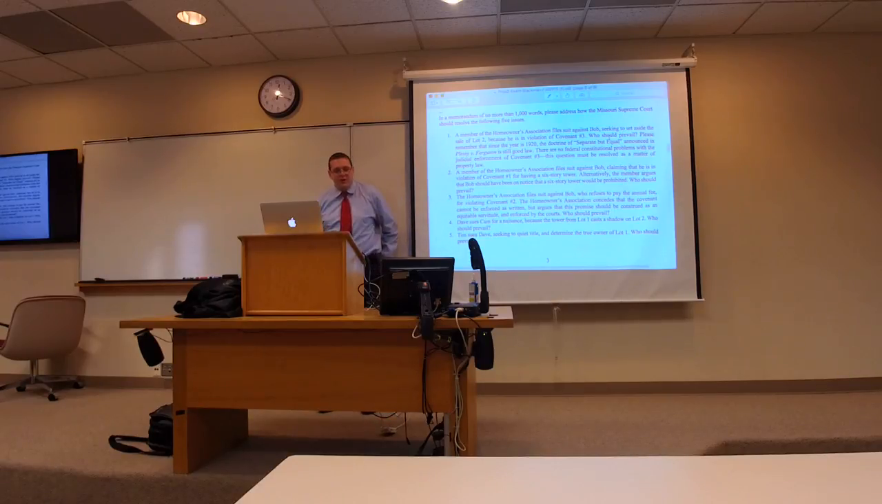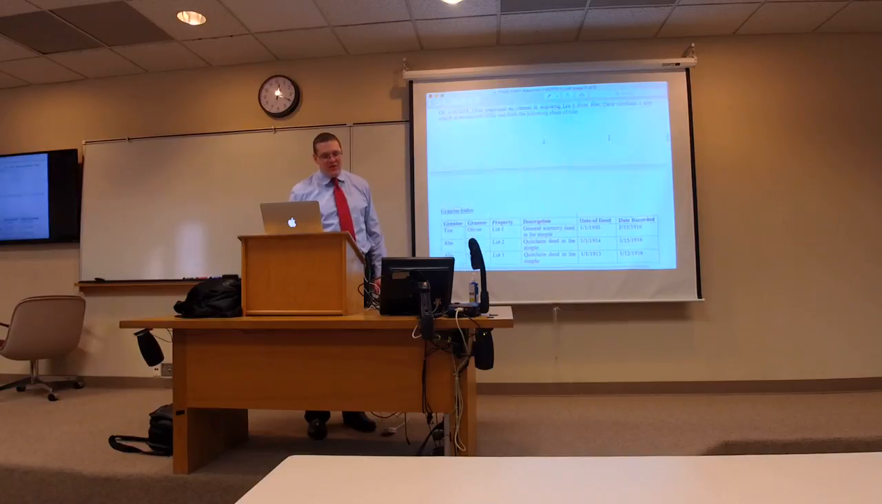Number 4, it says, Dave sues Cam for nuisance because the tower from lot 1 casts a shadow on lot 2. Okay, so this is a nuisance question with air and light. Okay? And then the last one says, Tim sues Dave seeking to quiet title and determine the true owner of lot number 1. Who should prevail? Okay, not too much information about why they're suing each other, so it doesn't help you too much. All right? Now let's walk through the question.